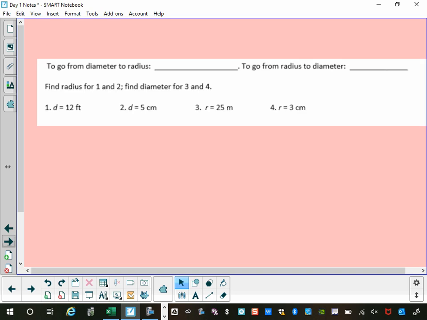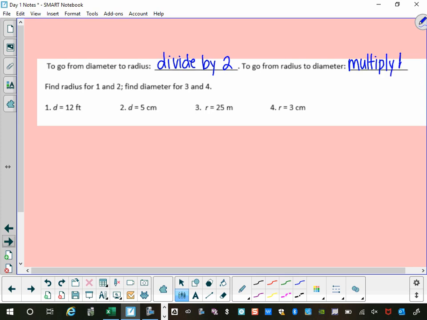All right. To go from diameter to radius, which one is bigger, the diameter or the radius? Diameter. So to go from diameter to radius, you need to divide by 2. So what's the opposite to go from radius to diameter? Multiply. All right, so now we're finding the radius and the diameter.